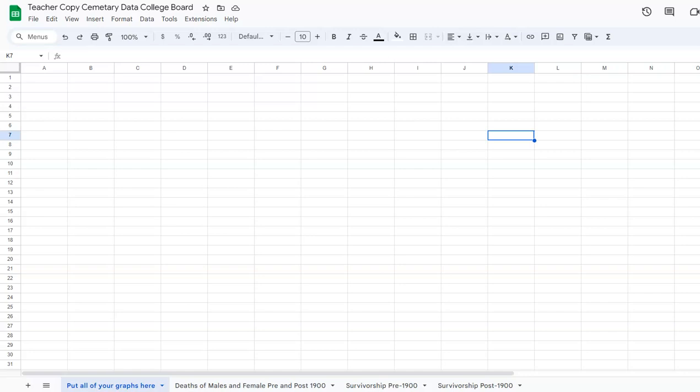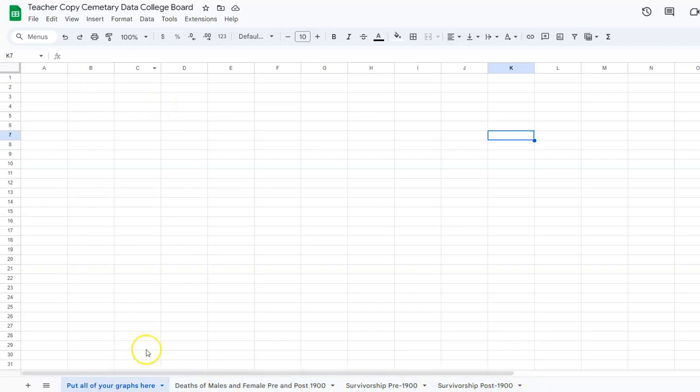Okay, for those of you who missed the first day of class where we were looking at our cemetery lab, the College Board lab, I want to give you some instruction, and that way you can get caught up. So if you pull up the template from Canvas, it's going to look like this. There's 4 tabs, actually 1, 2, 3, 4 tabs at the bottom.